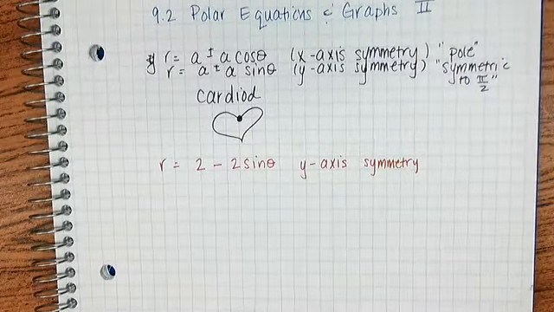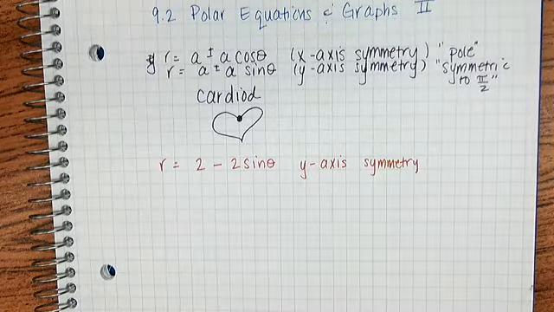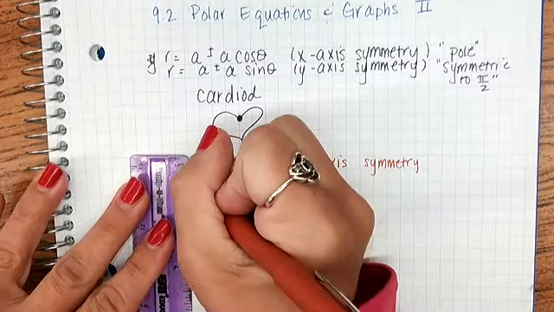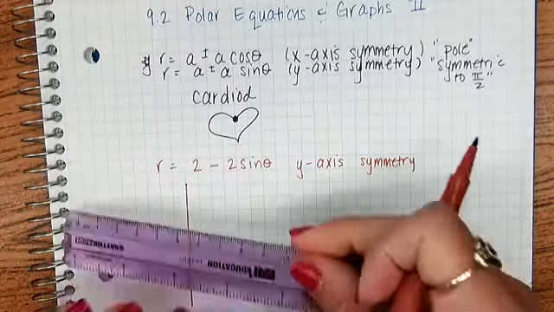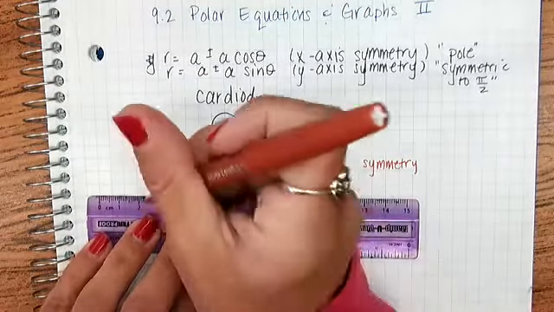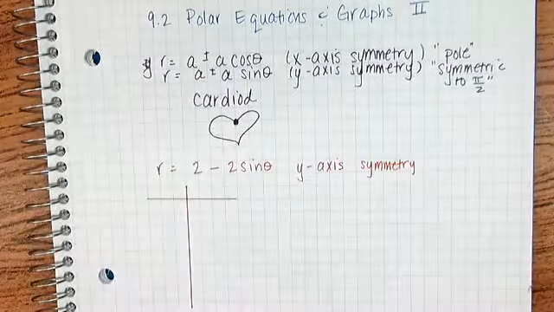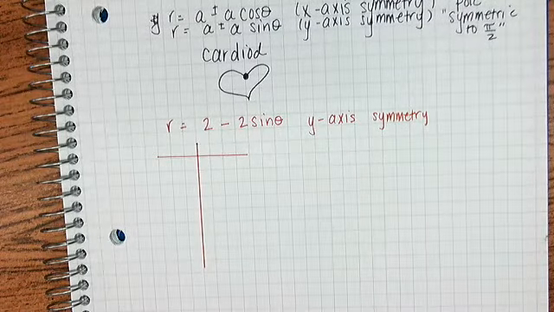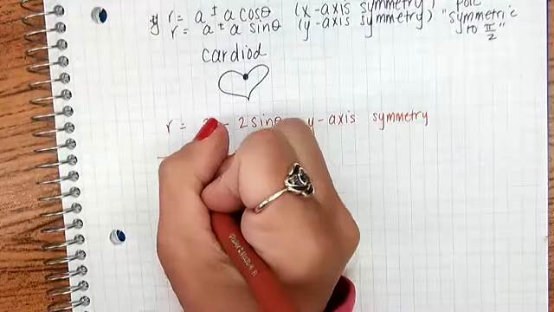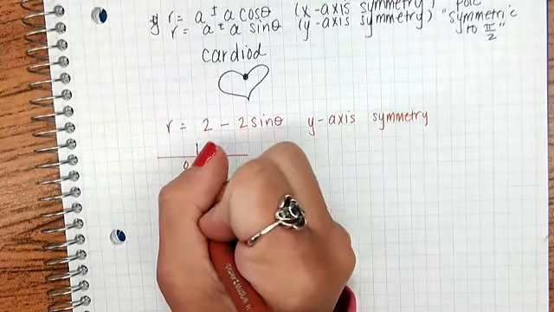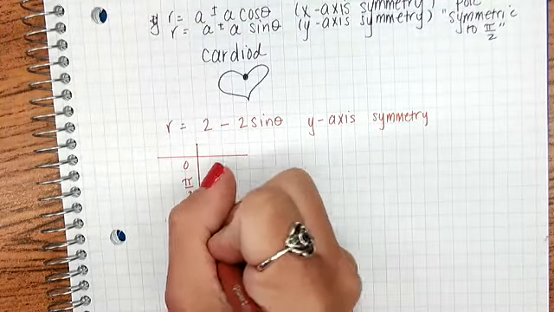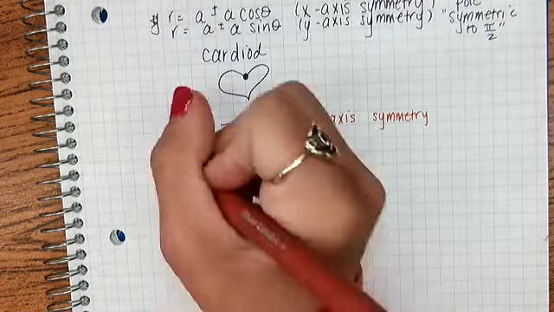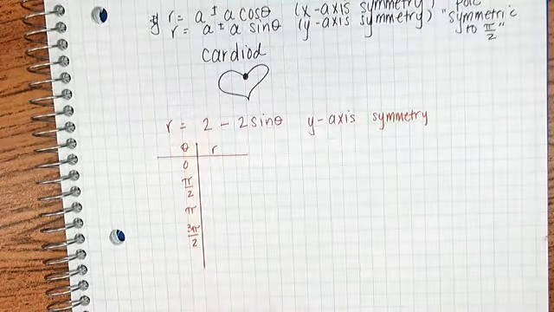Let's just plug in some points like you used to do when you first learned how to graph something. Let's make a quick little chart. When you're graphing a line, you plug in negative 2, negative 1, 0, 1, and 2. I tend to plug in 0, pi over 2, pi, and 3 pi over 2. You can plug in whatever you want. Here's my theta, and that's going to give me my r.